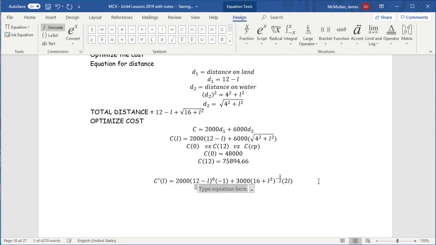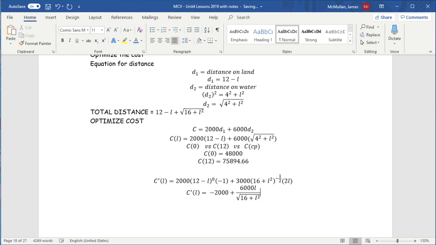So let's clean up this derivative a little bit. C prime of L is equal to negative 2,000, because 12 minus L to the power of 0 all just turns into 1, and then plus 6,000 L divided by the square root of (16 plus L squared). We can put the root sign back now. Okay, there's your derivative.